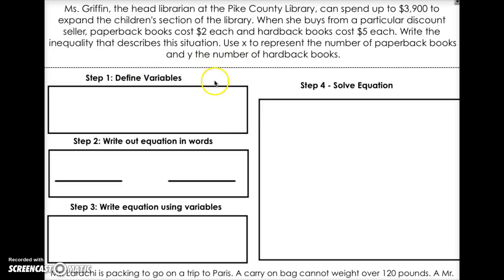The librarian at the Pike County Library could spend up to $3,900 to expand the children's section of the library. When she buys from a particular discount seller, paperback books cost $2 each, and hardback books cost $5 each. Write the inequality that describes the situation. Use X to represent the number of paperback books and Y to represent the number of hardback books. All right? Well, for this question, let's just get into it. What don't we know? Well, it actually told us what we don't know.